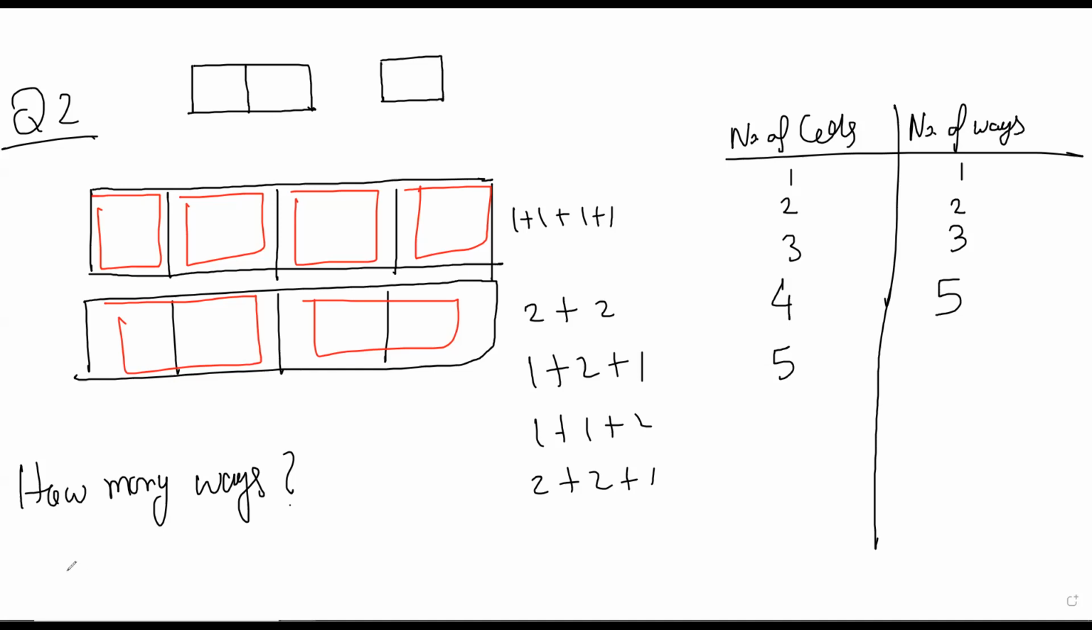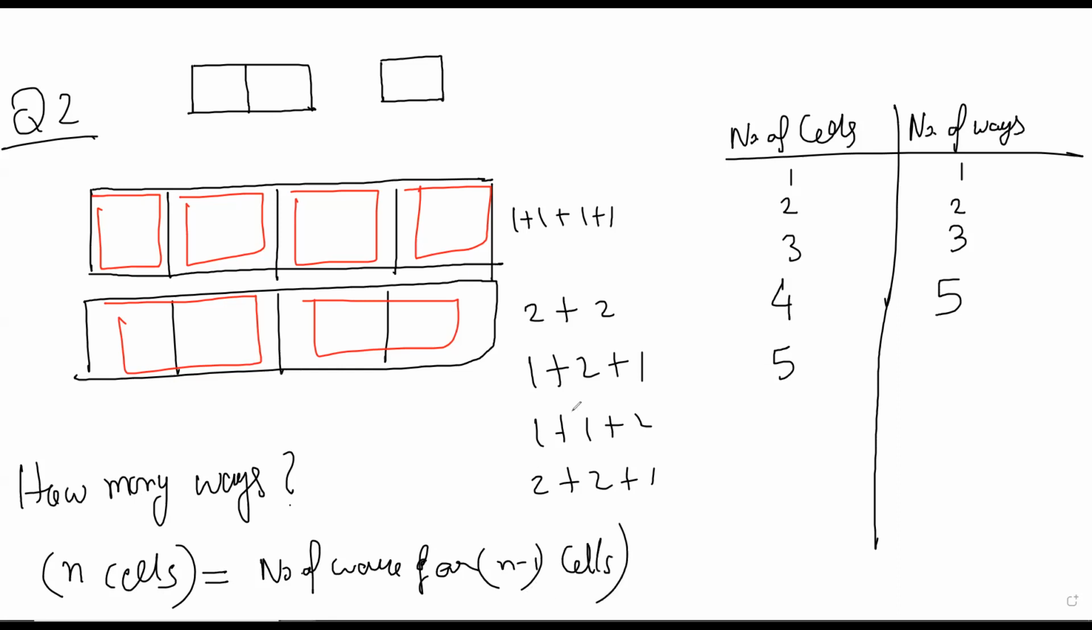So if I directly say, if n cells is equal to the number of ways for n minus 1 cells plus... can you explain why it is the sum of the previous two?